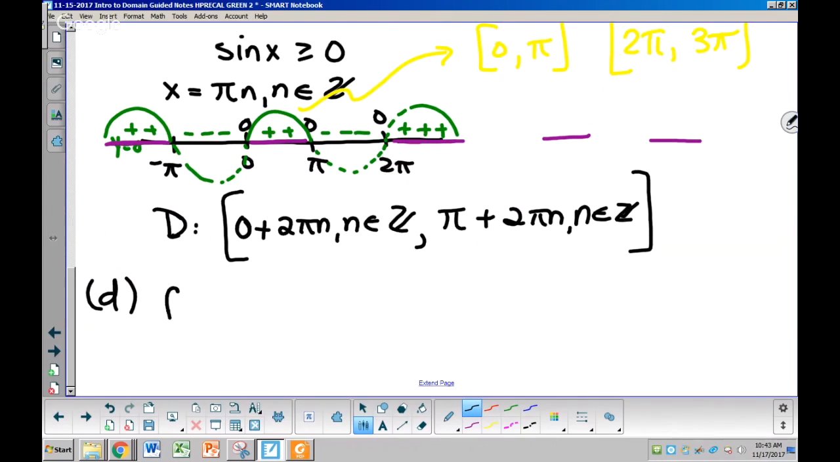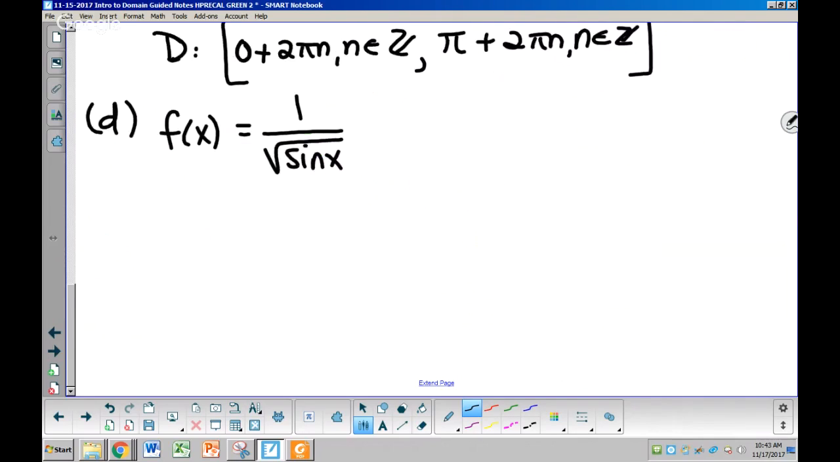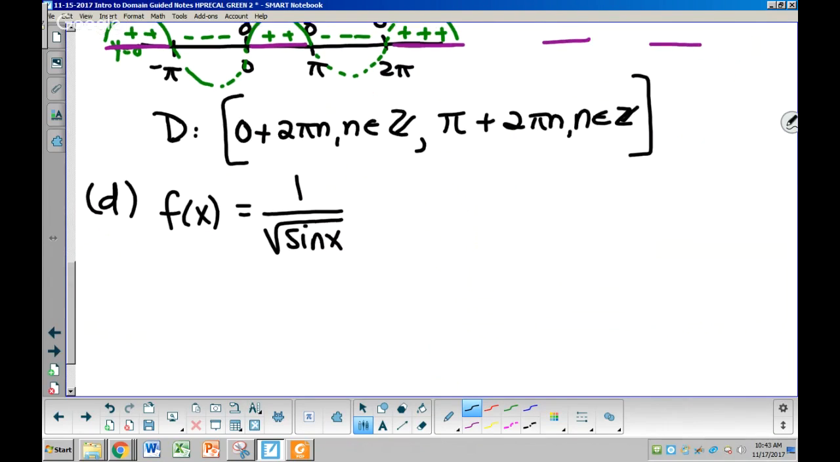Let's say I do f of x equals 1 over root sine x. What's the only change? Okay, yes, it's on the bottom, but sine x can't equal 0 now, so it's going to be the same thing except open brackets. Everybody got that? Because you can't include them now. So this would be the domain, 0 plus 2 pi n.